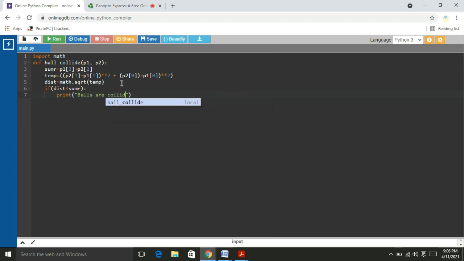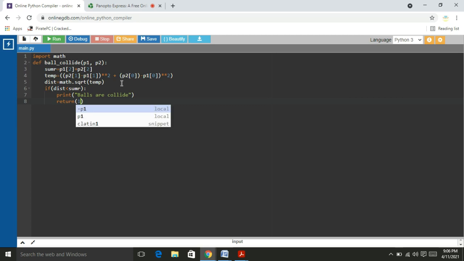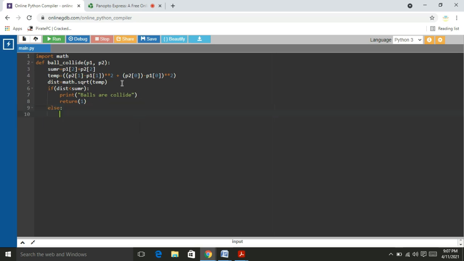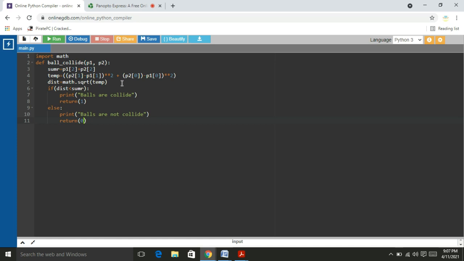I am just going to write this statement only for our understanding, but in programming he is asking to return a boolean value, and I return 1, because 1 is considered as a boolean true. Otherwise I am going to write else statement, else print balls are not collide, and I return 0 value. We know that 0 is considered as a boolean false.